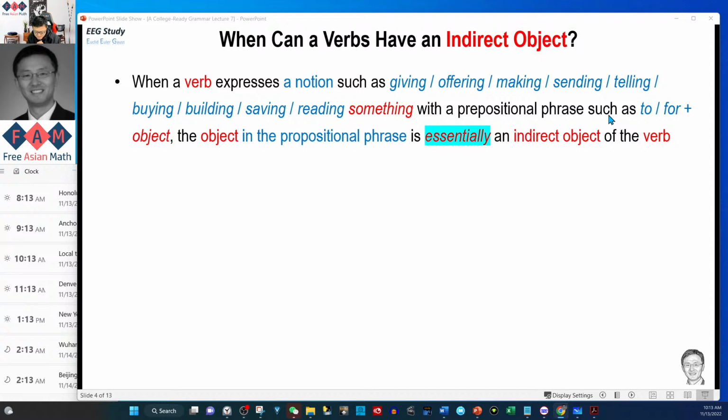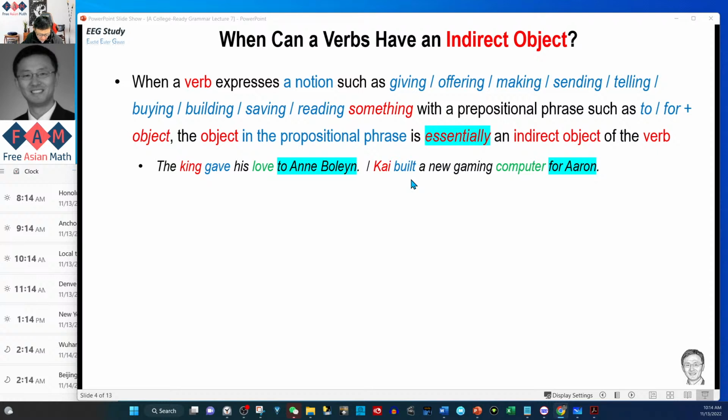Okay. So in this case, the object of the preposition is the indirect object of the verb. And the preposition is either to or for. Of course, the specific verbs may even vary. Those descriptions only give you a general concept, a feeling of what kind of activities typically will require two objects.